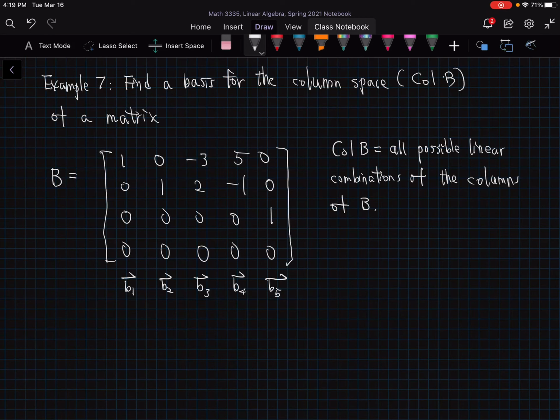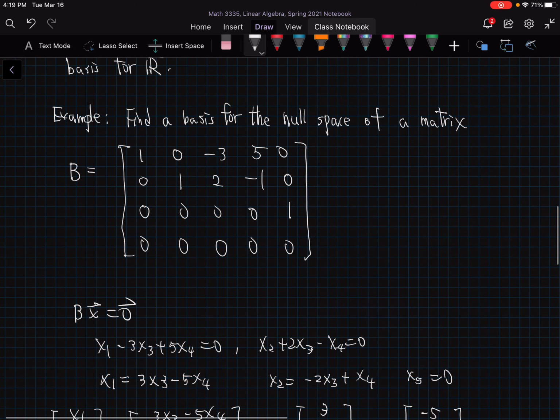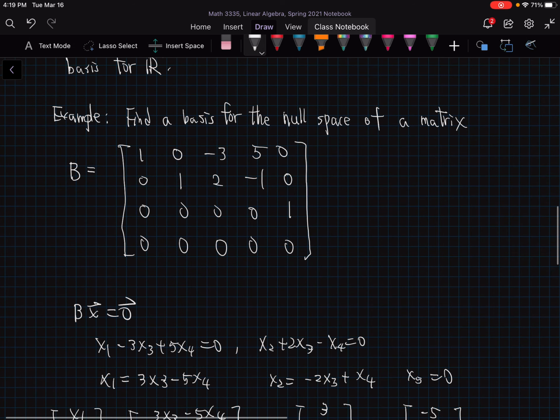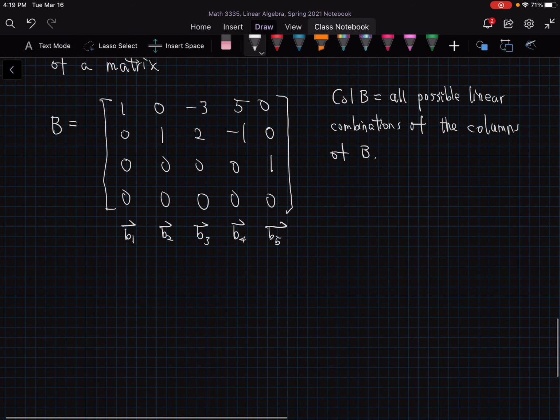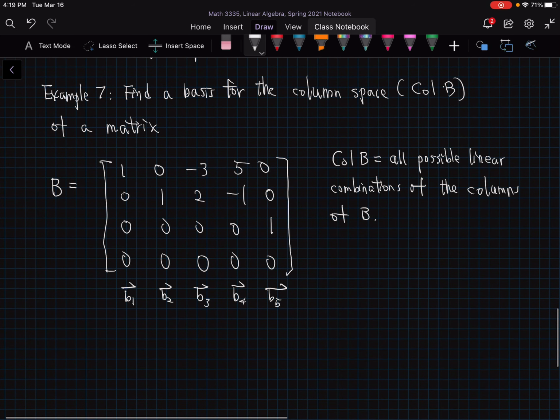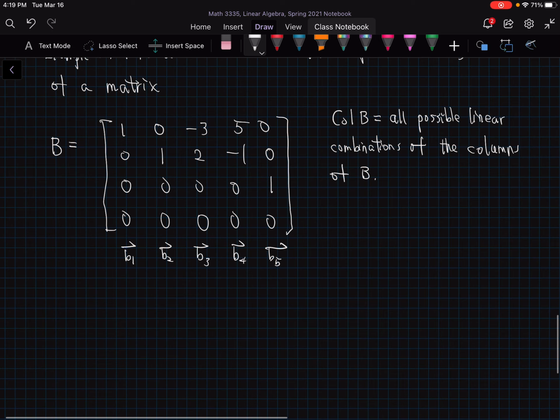Okay, class, now we want to talk about how to find a basis for a column space for this matrix. Recall this is the same matrix we had in the previous example, except we were trying to find the basis for the null space. Now we want to find a basis for the column space of this matrix. Recall what a column space is: the column space is all possible linear combinations of the columns of B. So as you can see, it's B1, B2, B3, B4, B5, which we listed over here. All possible linear combinations of those.